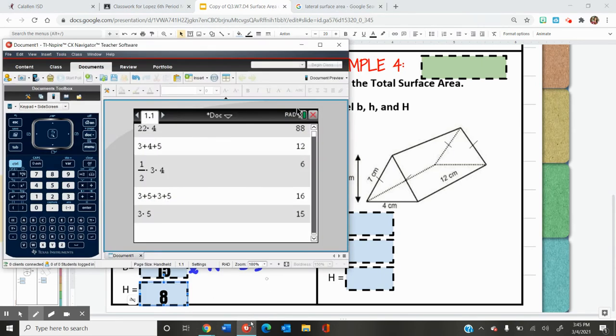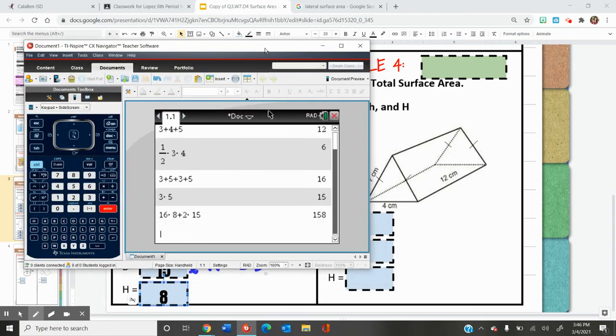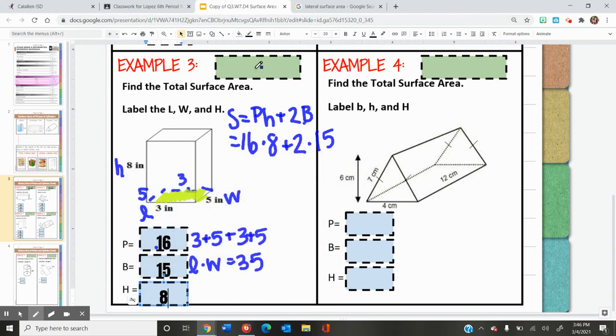So in my calculator, we're going to put 16 times 8 plus 2 times the area of my base shape, which was 15. Pressing enter, it tells me that the surface area, the total surface area of this prism is 158. So my answer here is 158 inches squared. Okay, so that was for the rectangular prism.